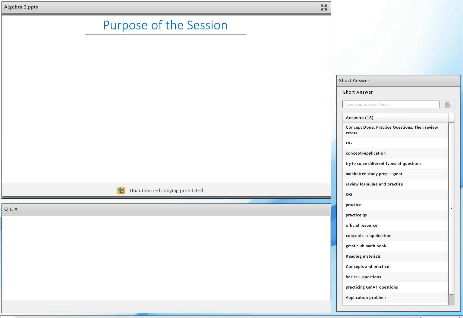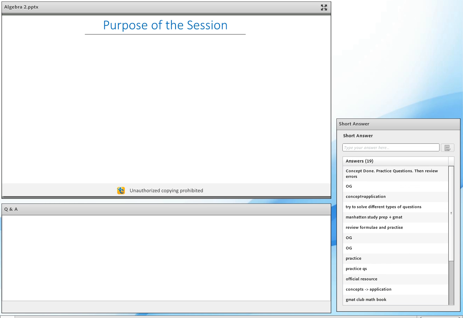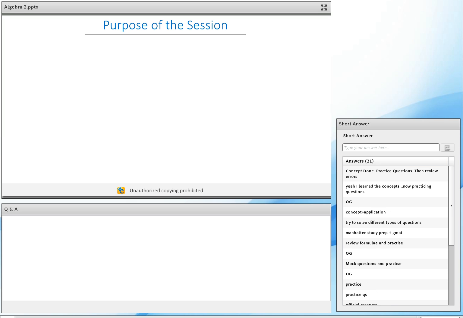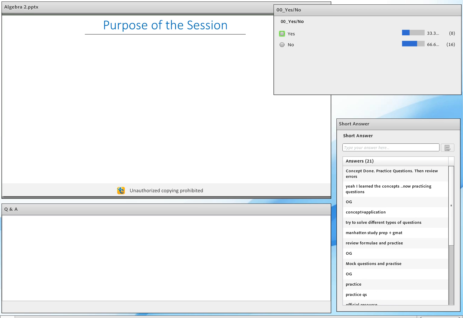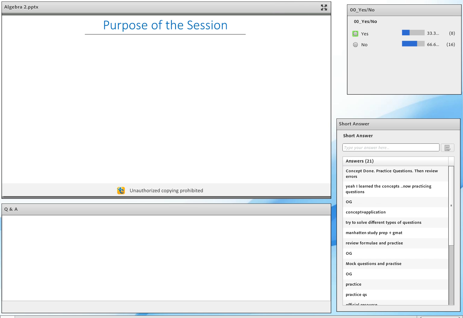Let me ask you this. Some of you are talking about the term application, and that is something which I believe is used only by e-GMAT. So let me ask you, how many of you are e-GMAT students here? And let's just clear the polls here. Click yes if you are an e-GMAT student. Okay. Sounds good. So the majority of the class is composed of e-GMAT students. Okay. All right.